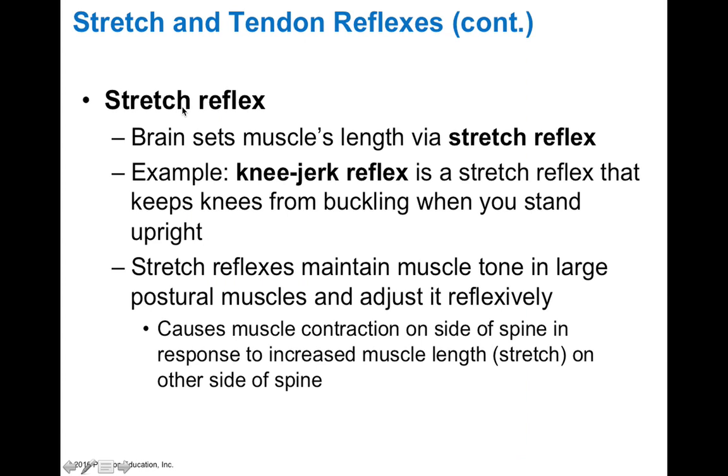So one type of reflex we'll talk about here is a stretch reflex. Now the stretch reflex is also called the knee jerk reflex. It's basically a reflex that keeps the knees from buckling when you stand upright. Now the stretch reflex maintains muscle tone in large postural muscles and adjusts it in a reflexive way. Now it causes muscle contraction on the side of the spine in response to increased muscle length.